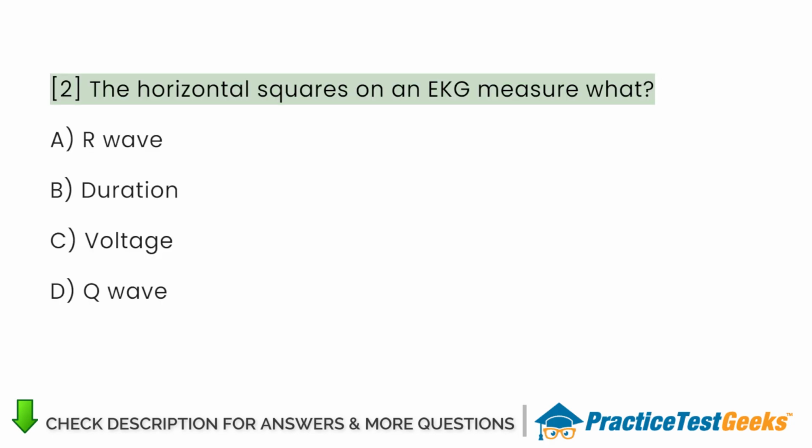The horizontal squares on an EKG measure what? A. R wave. B. Duration. C. Voltage. D. Q wave.